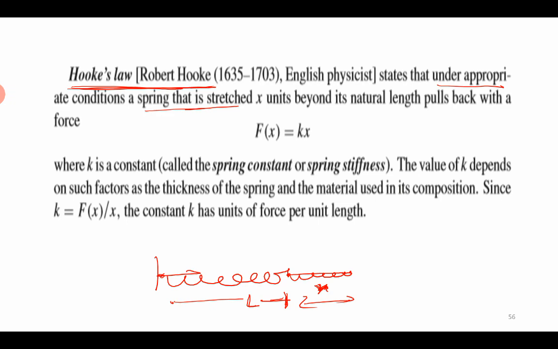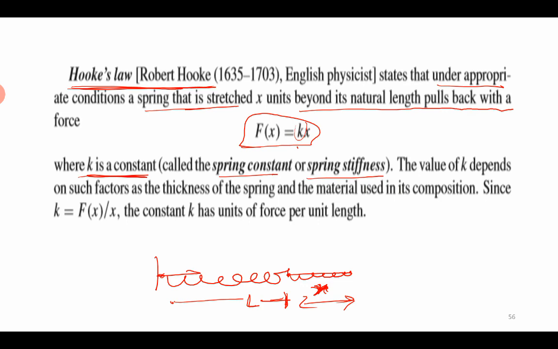So under some conditions, what are those conditions? It's not given to find the k. So if the spring is stretched beyond its natural length, it will pull back when you release it, with a force f of x is equal to k times x. x is this distance that you have stretched. So k times x. What is this k? This k is called a spring constant, or spring stiffness.